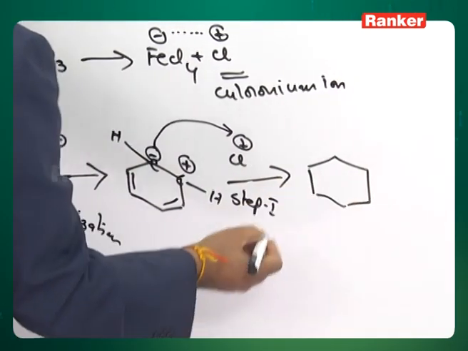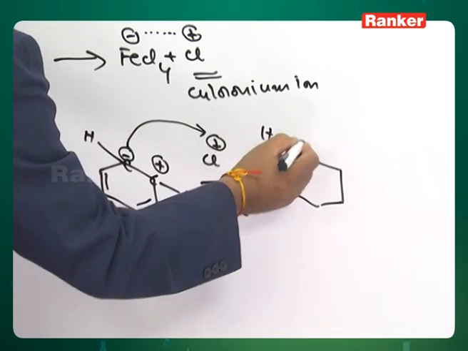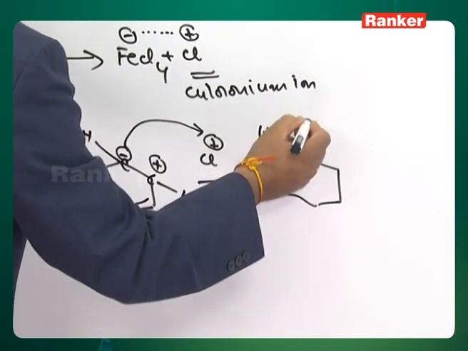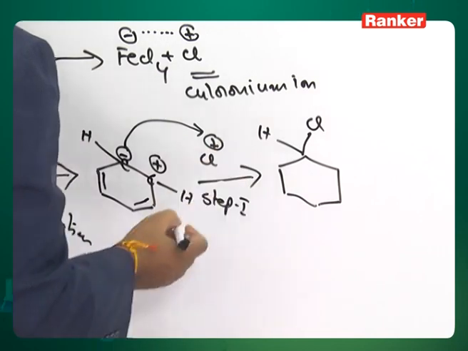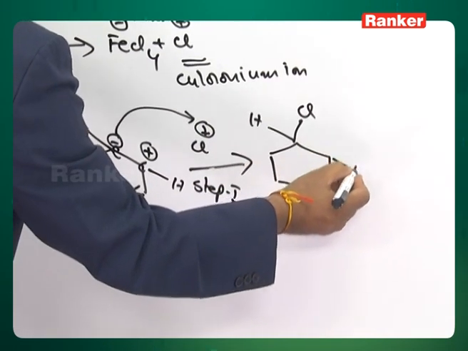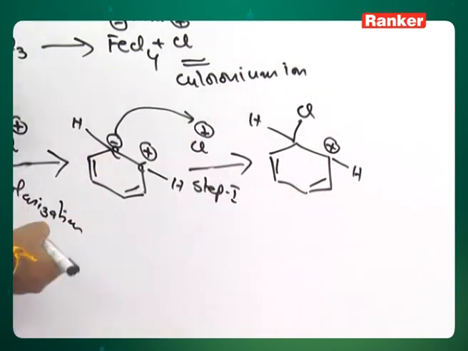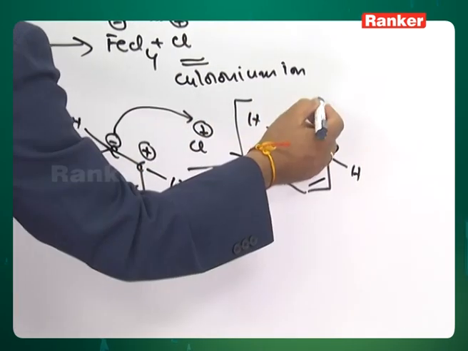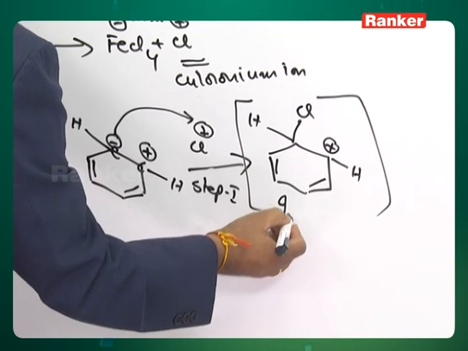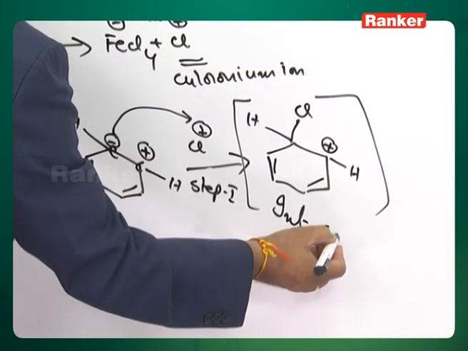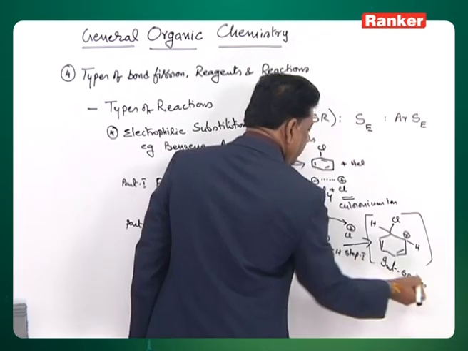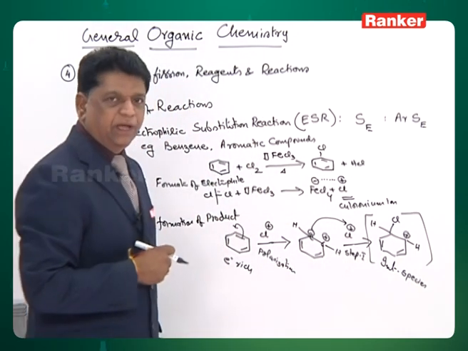After step 1, what you get is called an intermediate species. So, Cl has attacked, and the next carbon has a positive charge, right? The other two bonds are intact. Now, what is this called? Intermediate species. So, the intermediate species is again a carbocation.